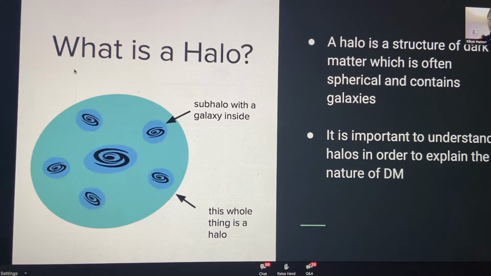On our next slide, Faith is going to talk about the simulations scientists use for studying dark matter halos, including the one we use for our project.